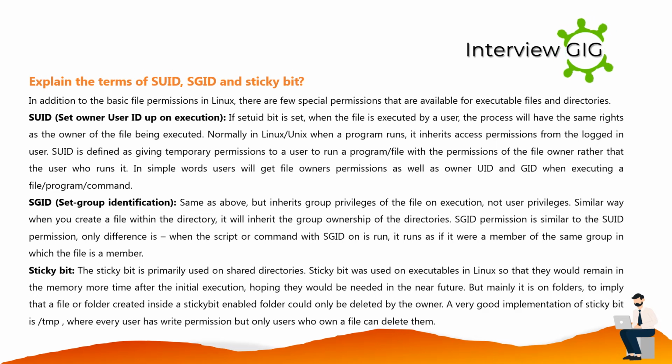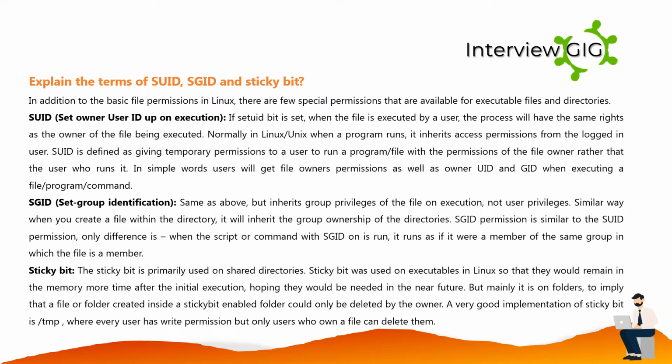Explain the terms SUID, SGID and sticky bit. In addition to the basic file permissions in Linux, there are a few special permissions that are available for executable files and directories. SUID: set owner user ID upon execution. If the SUID bit is set, when the file is executed by a user, the process will have the same rights as the owner of the file being executed.